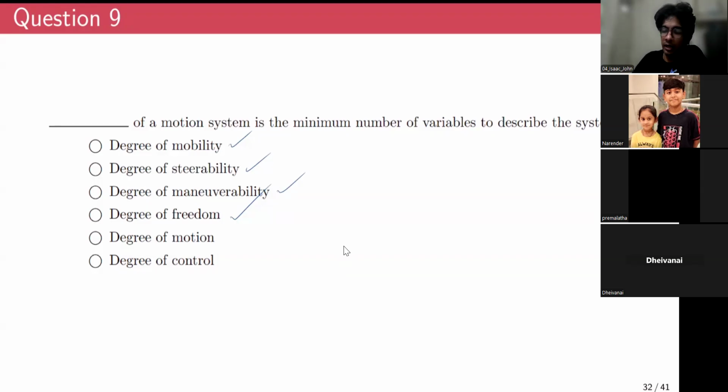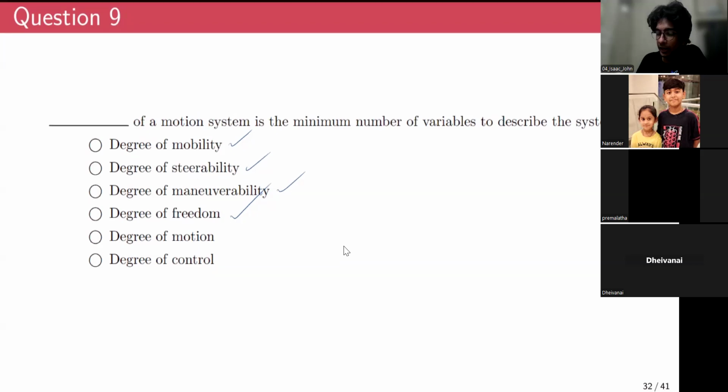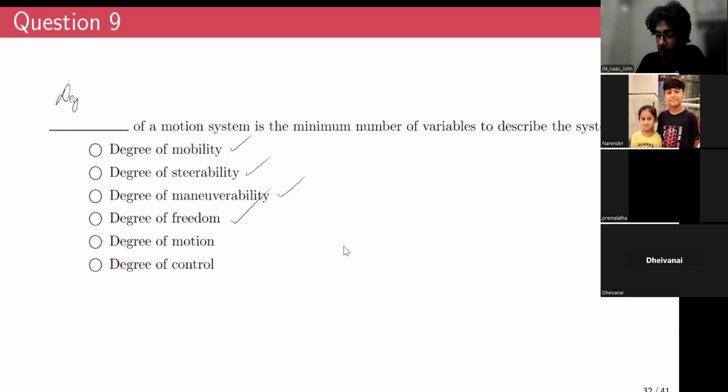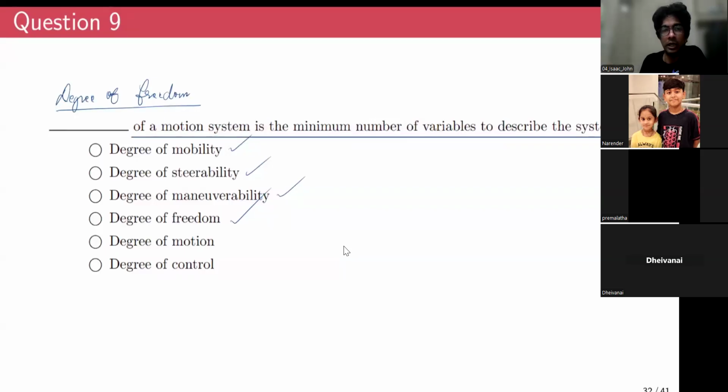So in that regard, I hope you can all agree that degree of freedom is the correct answer for this question. Right? Because by definition, that is how we describe degree of freedom: the number of coordinates required to describe a system, or to describe the configuration of a system. So that's by definition what degree of freedom is.